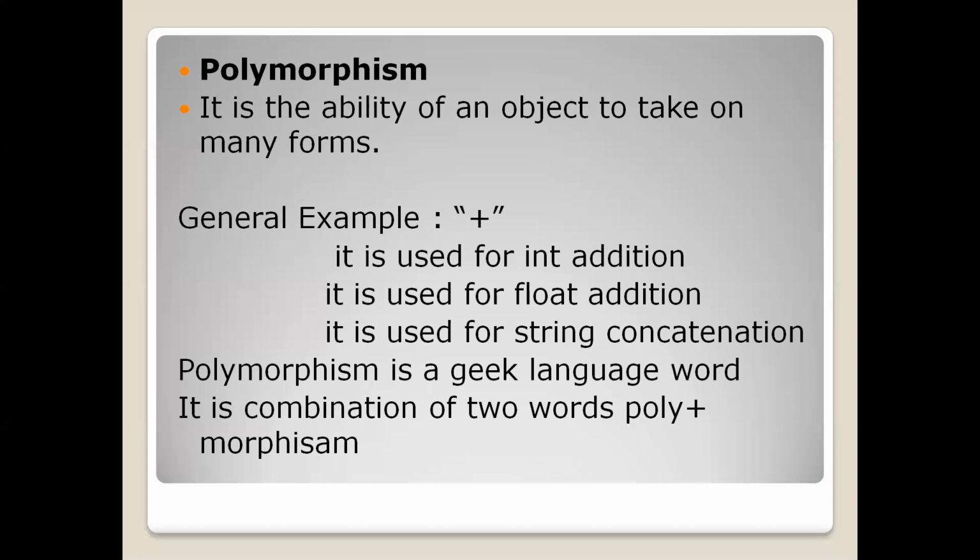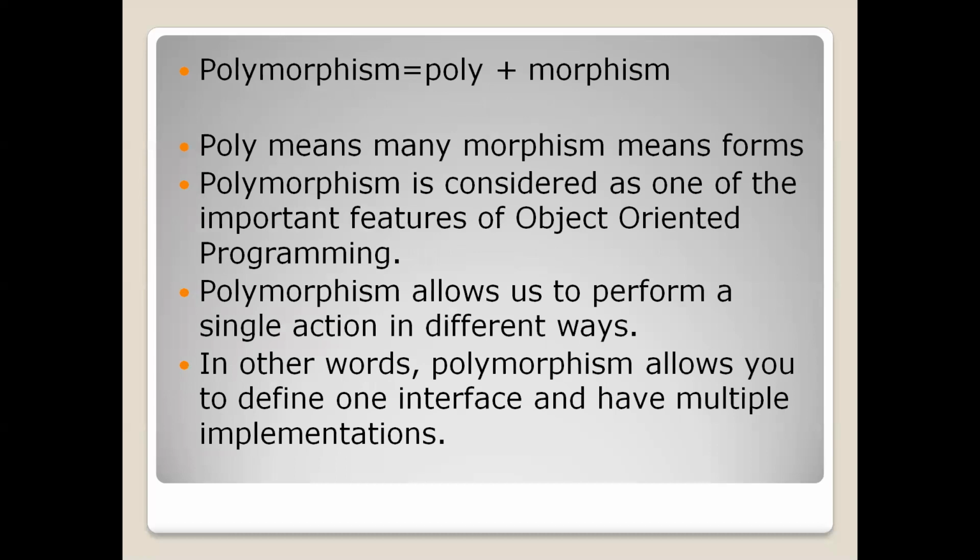So the general meaning of poly and morphism is many forms. That means poly means many. We are talking in Greek language, poly and morphism. So poly means many and morphism means forms in general English language, right?